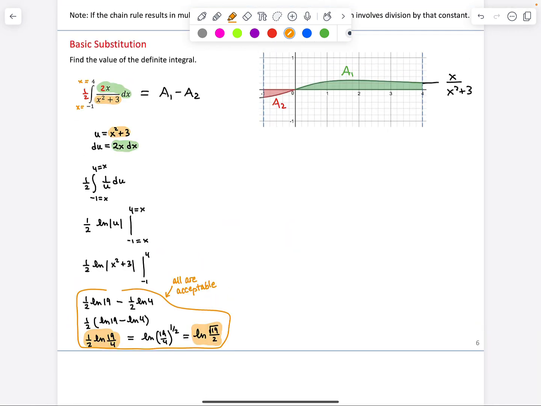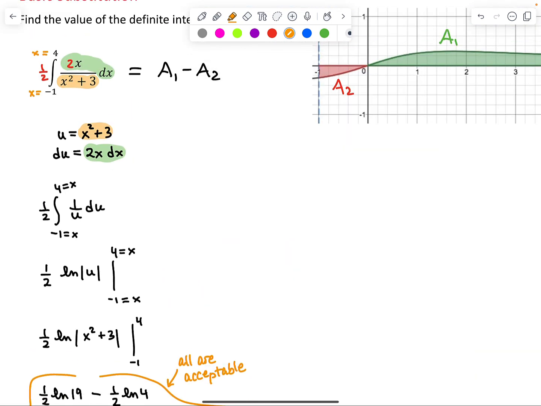Okay, now another way around this issue is when I do the conversion to a new variable u, I can also convert the limits that are x limits to new limits that are u limits. In other words, I can take this substitution and say, when x is the lower limit negative 1, this means that u will be equal to what value? You plug negative 1 into the substitution. Negative 1 squared is 1, add 3 is 4. And when x is 4, plug that into our u substitution. 4 squared is 16, add 3 is 19. So u would be 19.